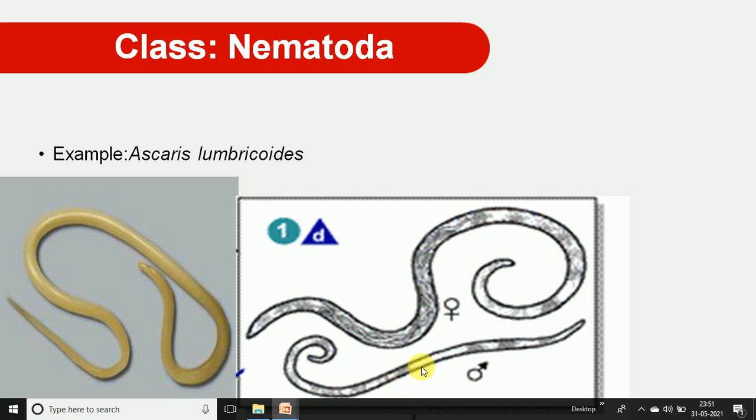The first sexual character feature: the male body is smaller than the female. The second: one end of the male nematode worm shows a curved structure, otherwise in the female they do not show any curved structure. And next, at the end of this curved structure, the genital papilla is present. But in female worms, the genital papilla is absent. These are the sexual dimorphic characters observed in nematode worms.